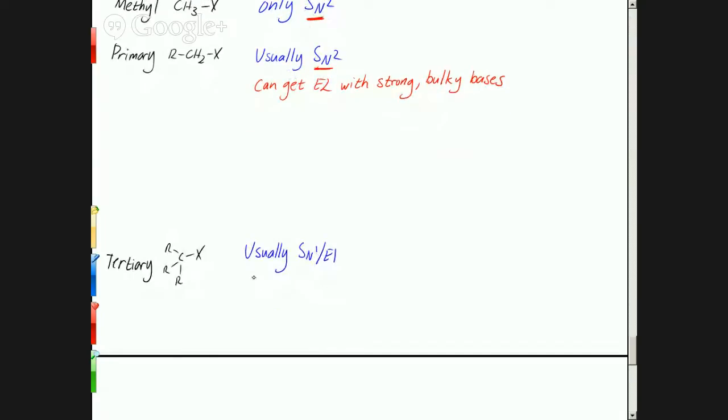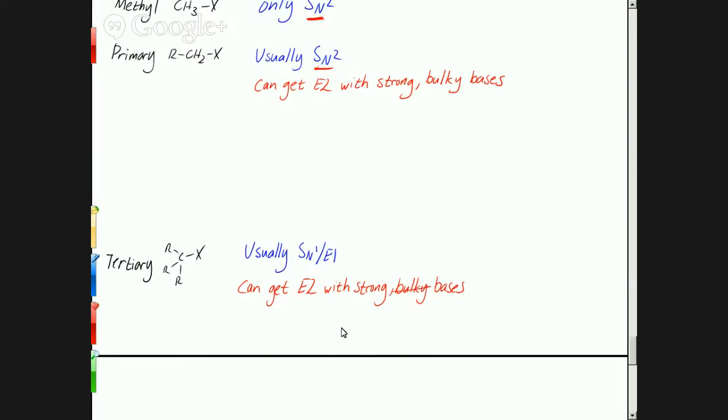The exception to this then is that, again, you can get E2 with strong bases. It doesn't really even have to be that bulky. We'll just say strong bases. If you see a really strong base, like something with a negative charge, and you have a tertiary carbon, that tells you pretty clearly that it's going to be E2. Because you're not going to do SN2. You're not going to have that hydroxide or something come in and substitute on that tertiary carbon. So if you see something like that with hydroxide, it has to be E2.